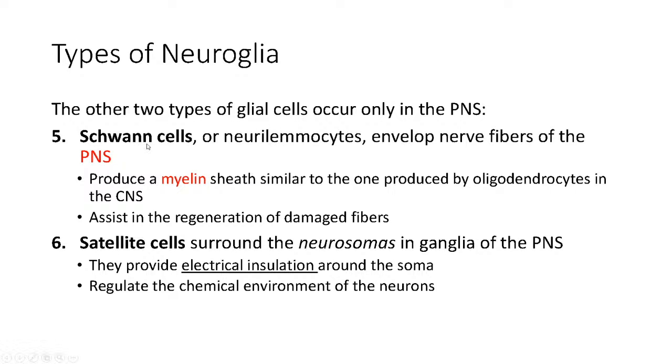Now, Schwann cells are also known as neurolemmocytes. They produce the myelin sheath in the peripheral nervous system. You remember what cells produce the myelin sheath in the central nervous system?